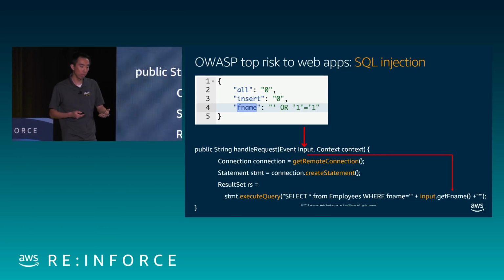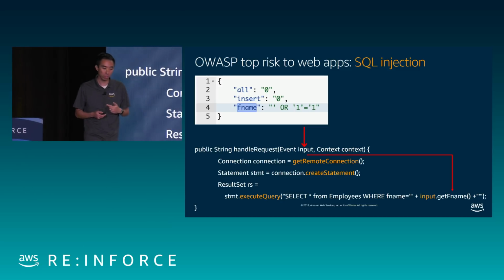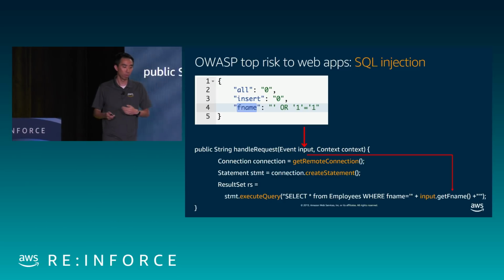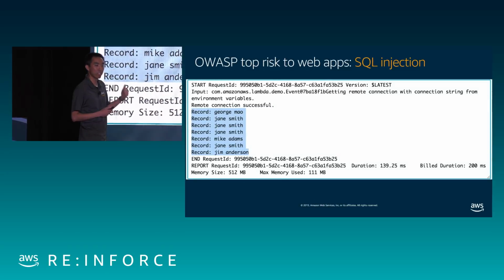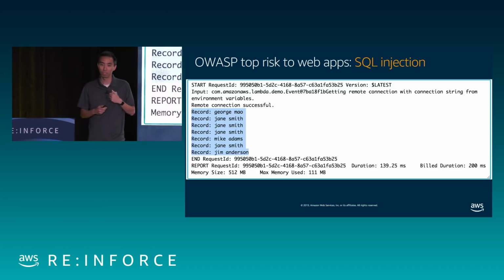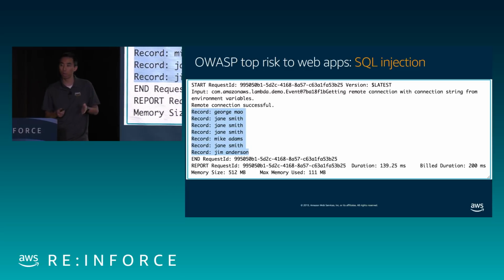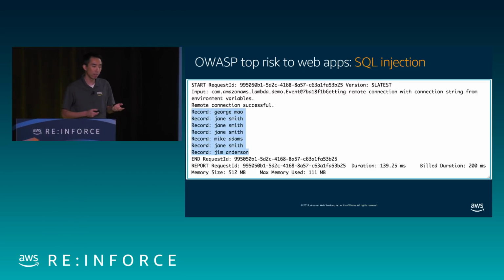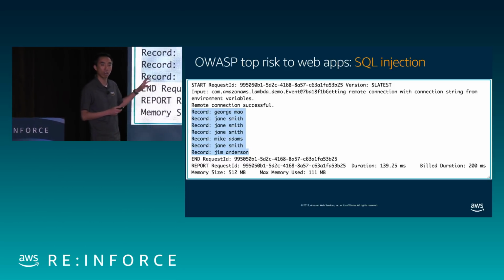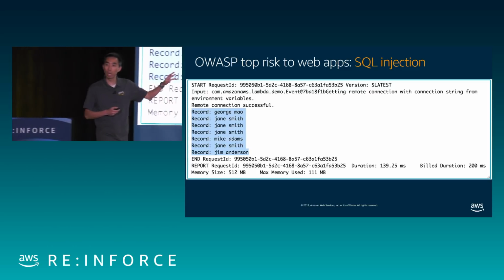And down below is standard Java code that's going to execute a query, the same query we saw earlier: select star from employees where first name equals the input. When that happens, this is the output that I get from my Lambda function. So I'm getting every single record from the table, even though it should have just been any employees with a first name match of the parameter. So keep in mind that the same attacks that can occur in your traditional server-based environment can occur in Lambda today. What that means is that input can come from anywhere.